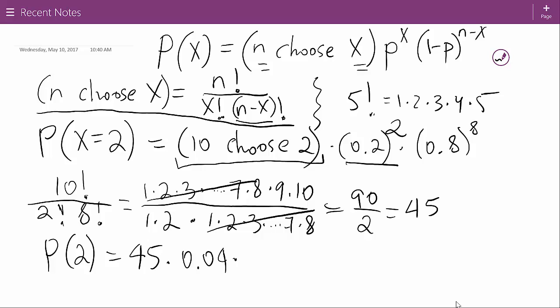Yep, and I can do 0.8 to the power of 8 in my mind, so I'm just going to leave it like that. Okay? So that's the probability numerically. Now let's actually use Excel, probably, right?